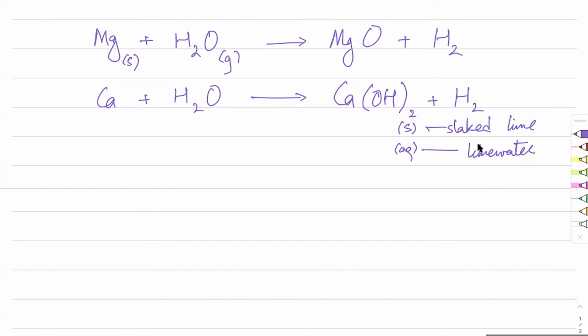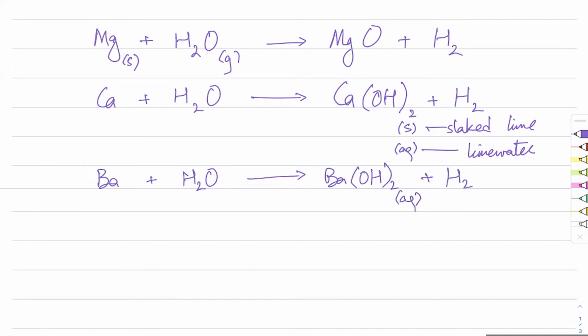And I think you have heard of both of these terms, right? In O levels. So slaked lime is a solid that we put on soil to fix its pH. And lime water is something that we use to test carbon dioxide with. The reaction of barium will be along the same lines, and barium will produce barium hydroxide. And that will release hydrogen gas, and barium hydroxide is completely soluble.